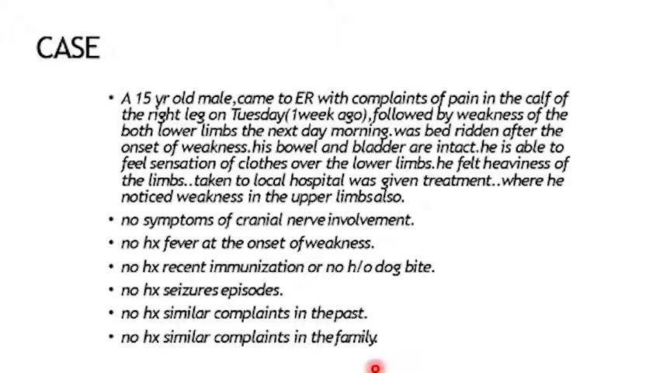Peripheral went to the inner circumference of the brain. Gap, the right hand of tissue, that's one shock. Followed by weakness of both lower limbs the next day morning. He was bedridden after the weakness, and his bladder was injured. He is able to feel sensation of cloth over the lower limbs. He was taken to a local hospital and given treatment.